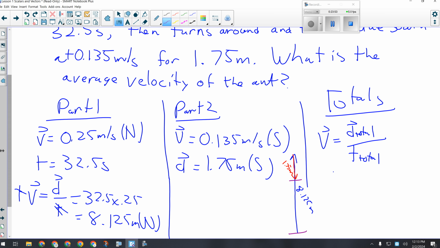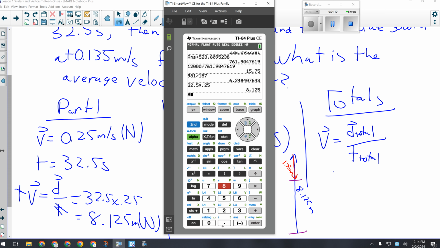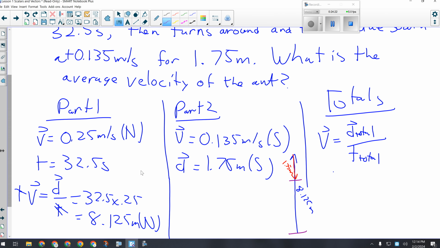Okay, that means that this is my total displacement. It is how much I've changed my position by from where I started. And I can get that number by adding negative 1.75 to 8.125, or just subtracting them, which is probably what most of you did. Okay, so if I take my 8.125 and I subtract 1.75, that tells me that the space between those two purple lines is 6.375 meters north.